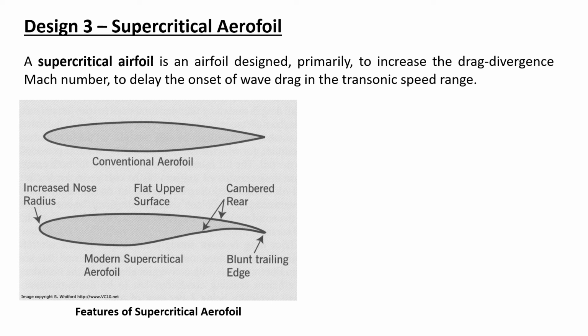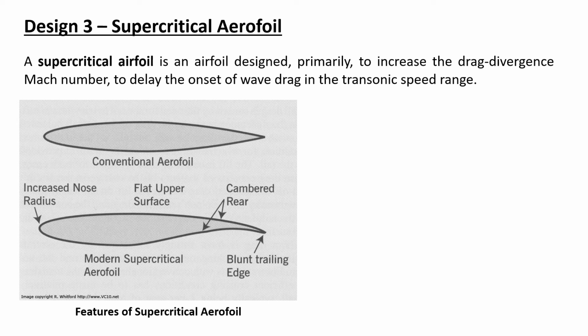So for the supercritical aerofoil, let's see the features. It has an increased nose radius, and the top surface is flatter, so a flat upper surface. And since we want to generate lift, we need to introduce some camber to the aerofoil, so the camber is concentrated close to the trailing edge. And also we have a blunt trailing edge. So these are the design features of the modern supercritical aerofoil.